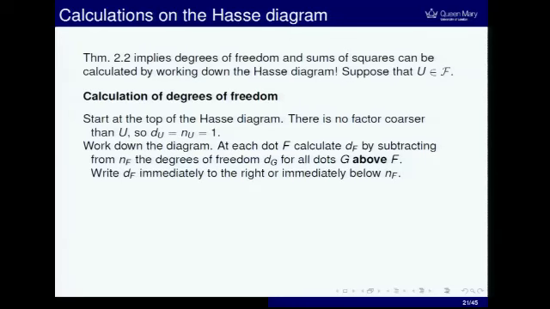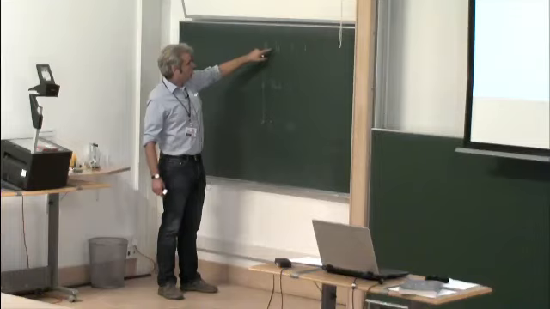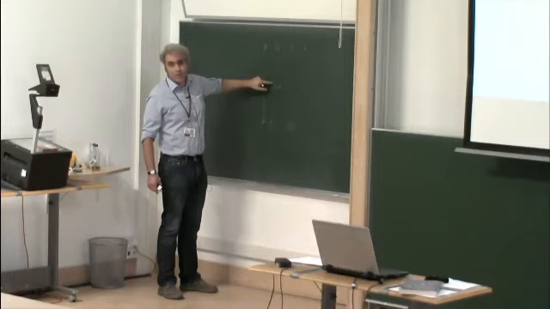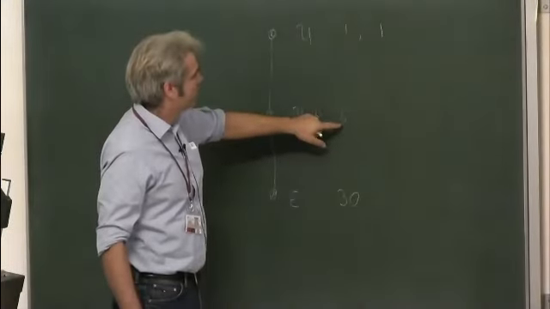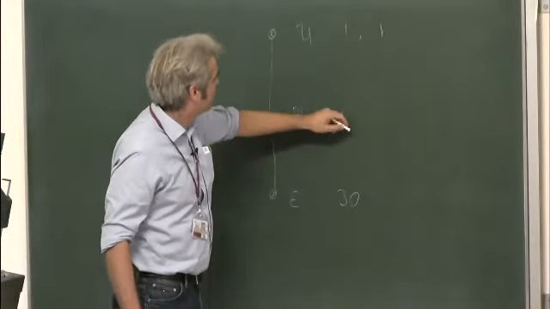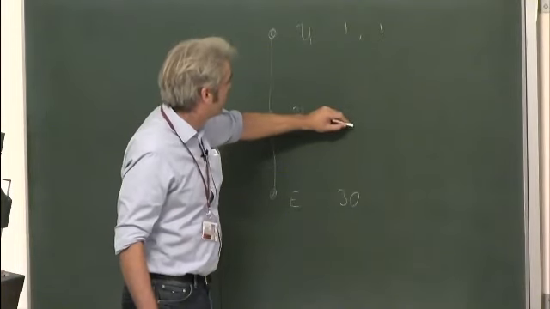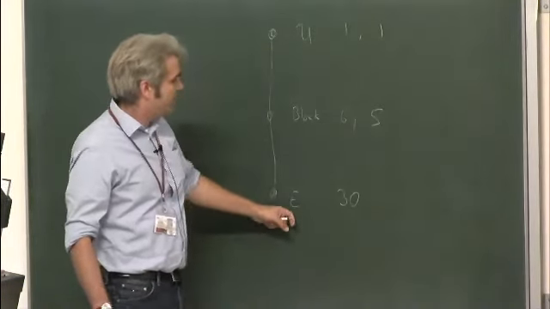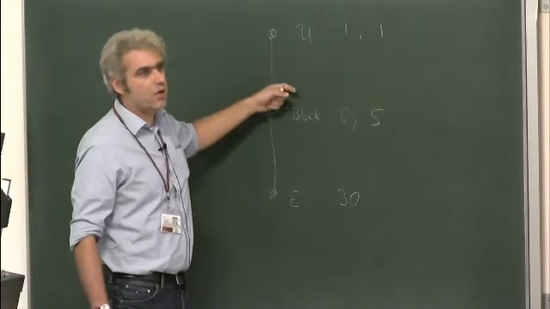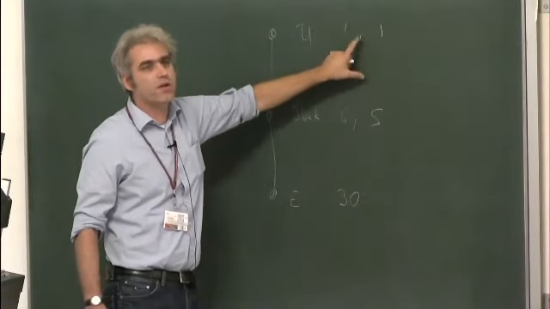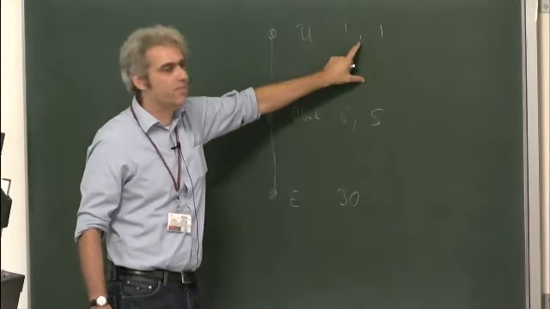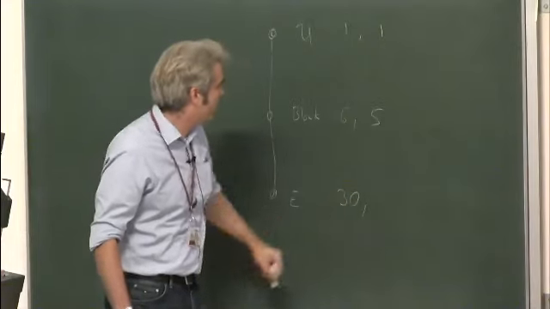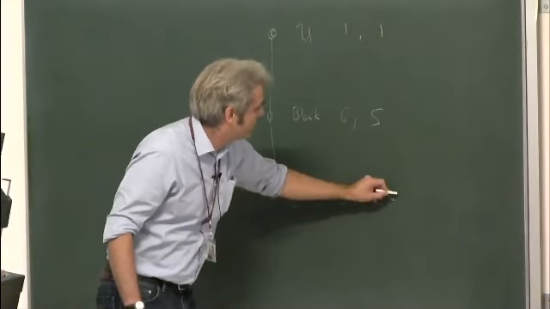So 1 degree of freedom for U. Now blocks, we have 6 blocks and one factor which is coarser than that one. So we subtract the degrees of freedom for that factor from the number of levels, gives us a 5. And then here, for the equality factor, we have 2 factors that are coarser. So we add up the degrees of freedom for all the factors that are above in the diagram and subtract it from the number of levels. So we get here a 24.